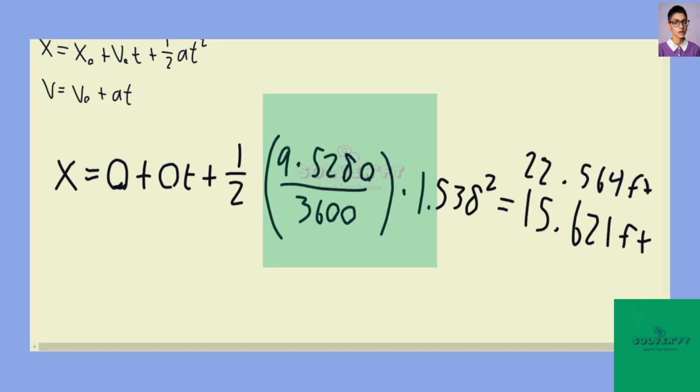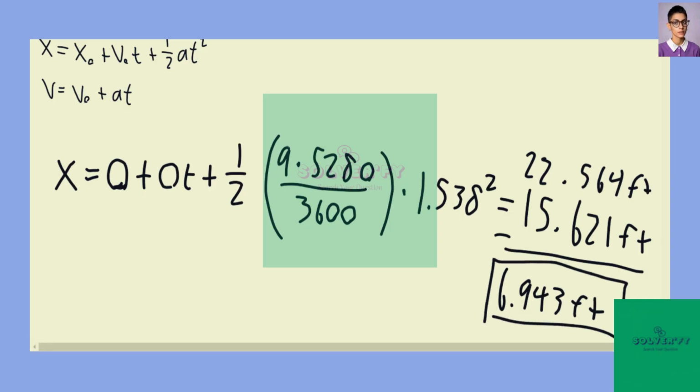22.564 feet. Now if we just subtract this, we will get that the maximum distance between the bike and car throughout this problem was 6.943 feet. That's our first answer.